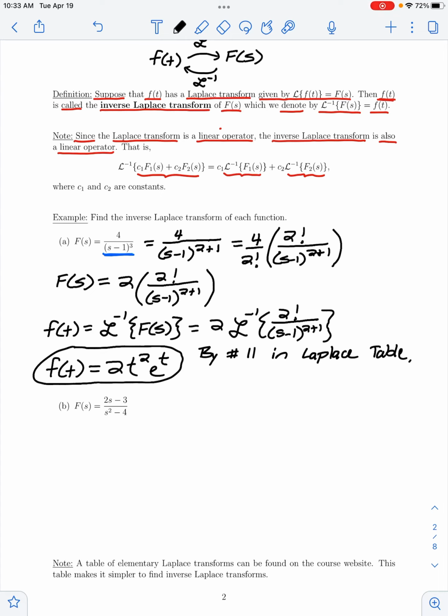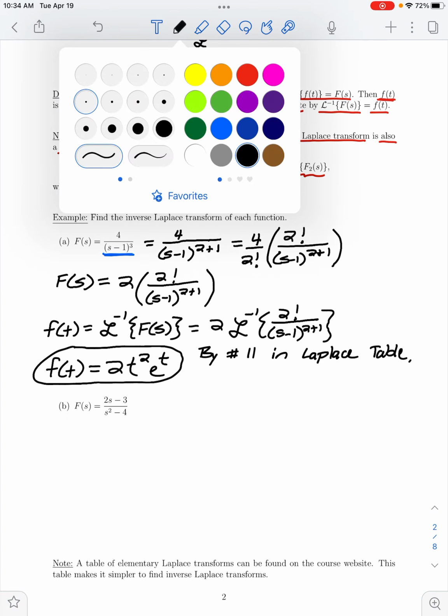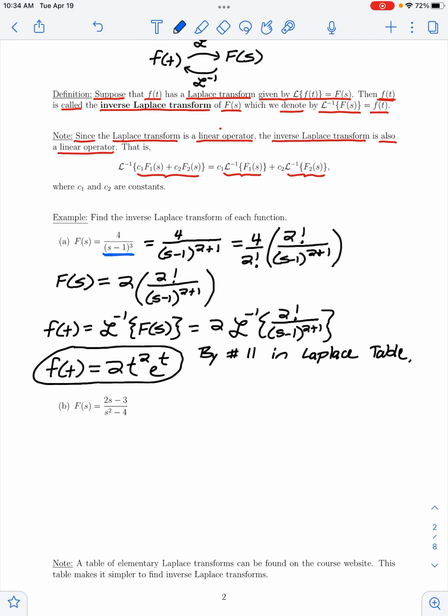So looking at another one, in part B, we have capital F of s is (2s minus 3) over (s squared minus 4). And again, I'm going to look at the form of the denominator when I'm trying to decide which property from my table I'm going to use. So I see here that my denominator, s squared minus 4, is a difference of squares. It's s squared minus 2 squared.